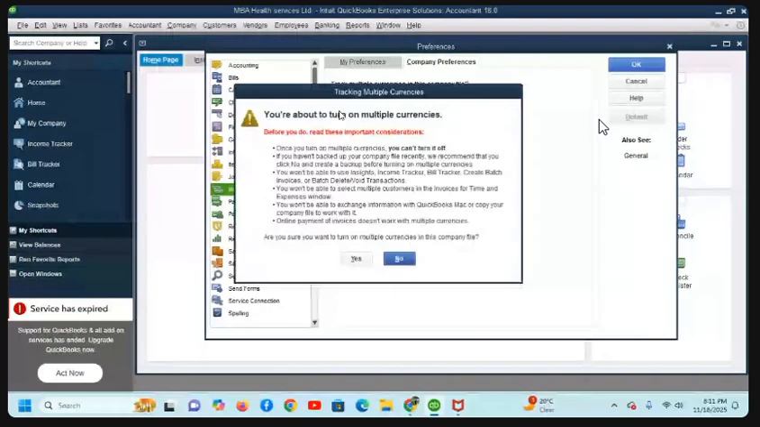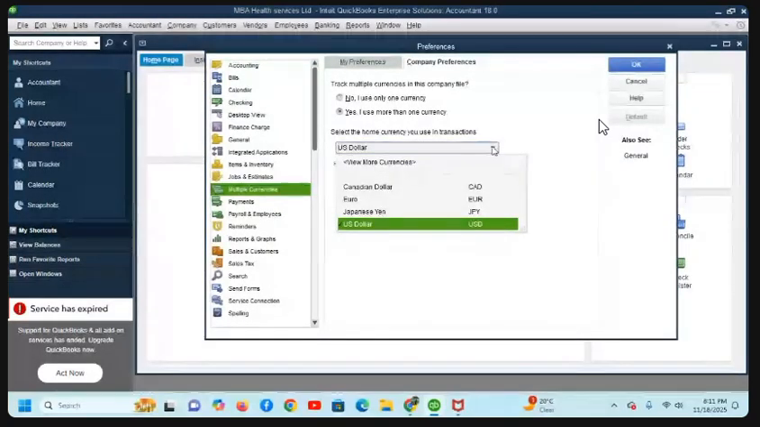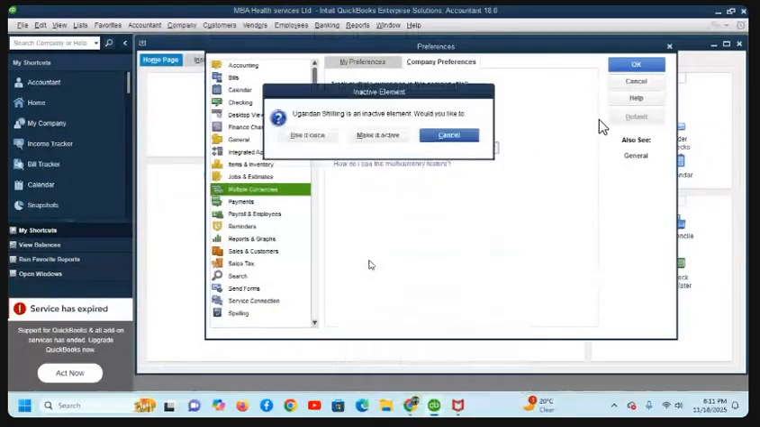You click here, it will ask you this, you say yes, because once you turn it on, you can't change it, you can't edit it if you make a mess up here. Then you click on view more currency. After clicking on view more currency, you select the currency you are going to use. If it is Ugandan shillings, you come here and select Ugandan shillings. Then you make it active.